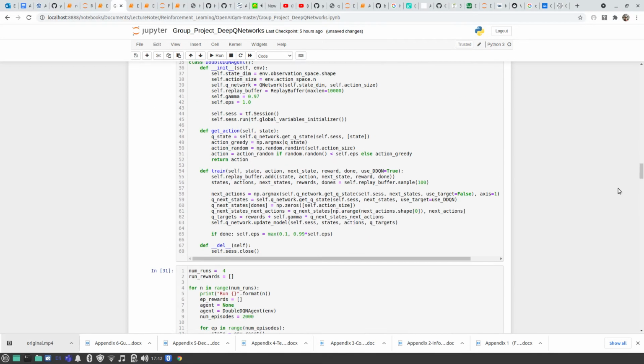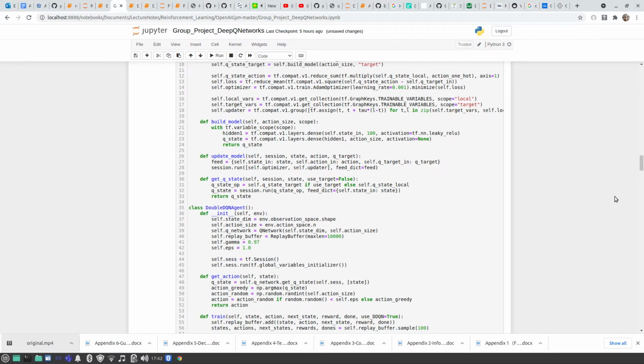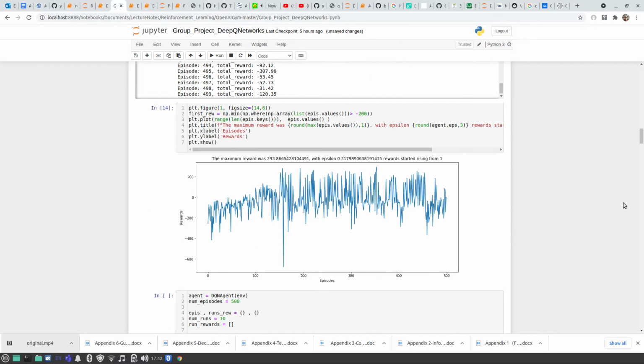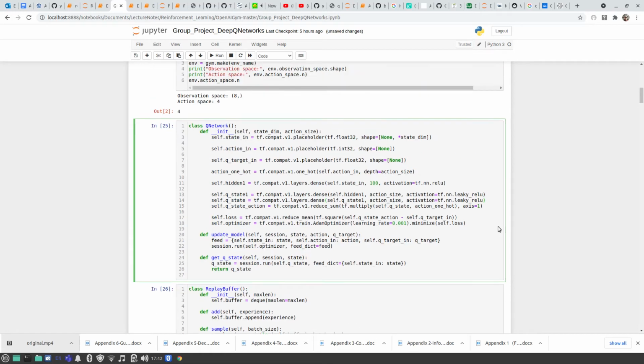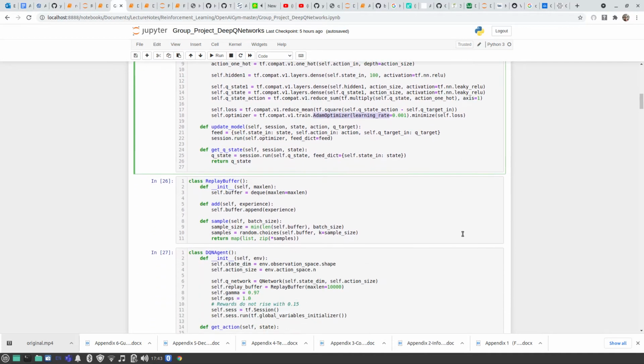Another hyperparameter that was tested was the learning rate within the optimizer, which actually, if we learn any faster, we don't optimize exploration.